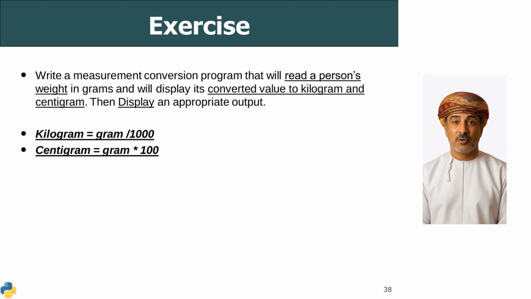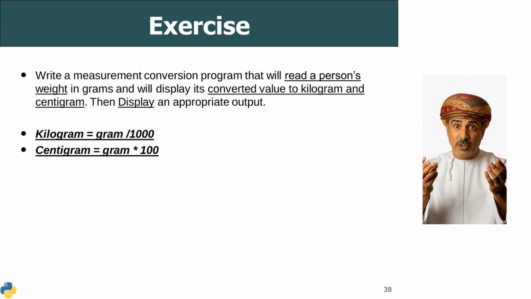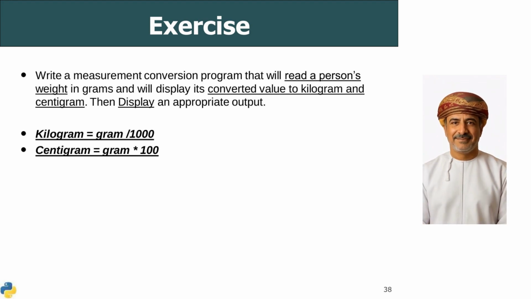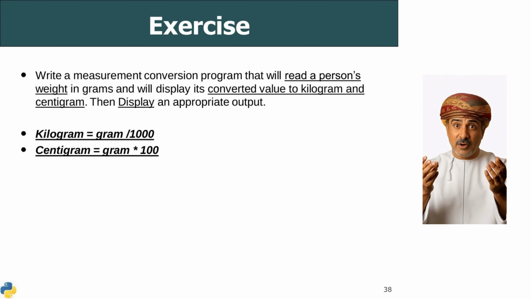Create a Python program to convert weight from grams to kilograms and centigrams. Input the weight in grams, then calculate kilograms by dividing by 1,000 and centigrams by multiplying by 100. Display the results clearly to ensure users understand the conversions.